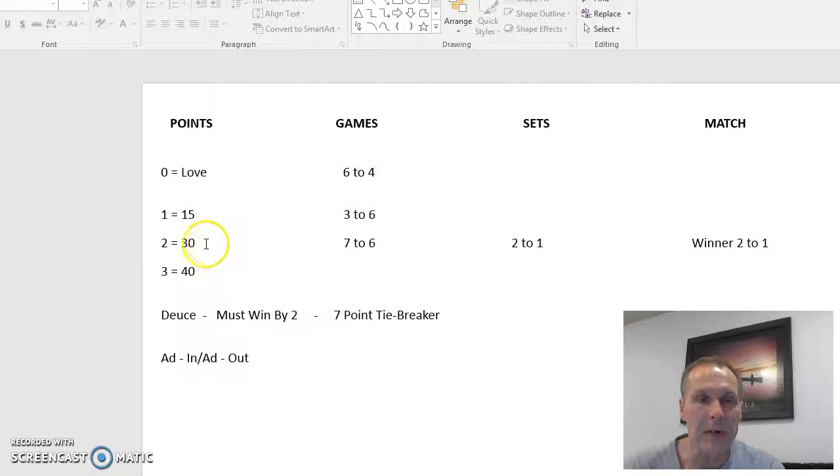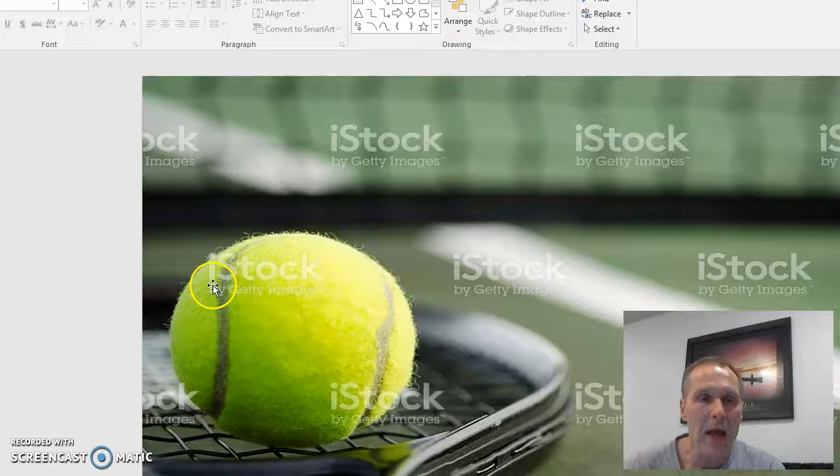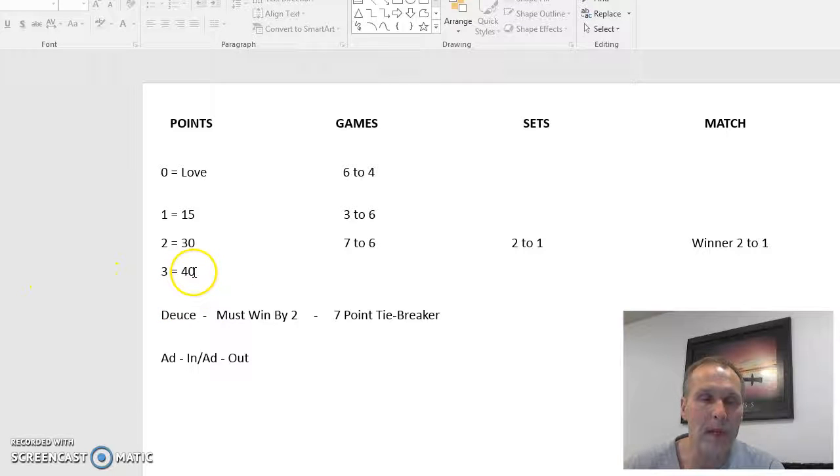So say for example one of the participants scores the next point to make the score 40-30 or 3-2. That means the person that is at 40 is 1 point away from winning a game in that match. And if the person that has 30 scores the next point, it becomes 40-40 or even, which would be deuce.